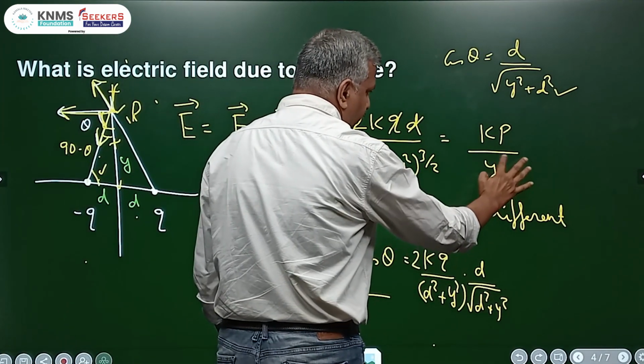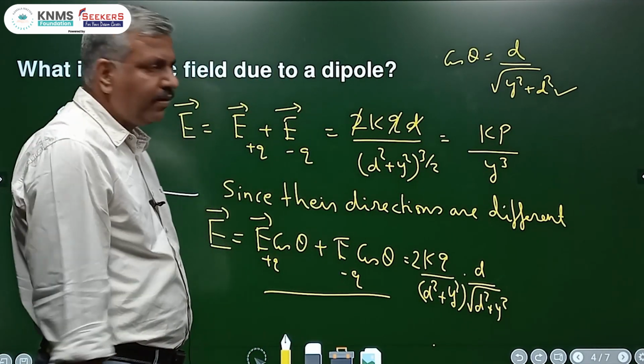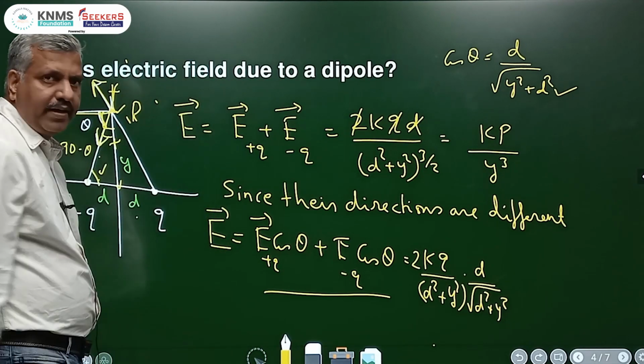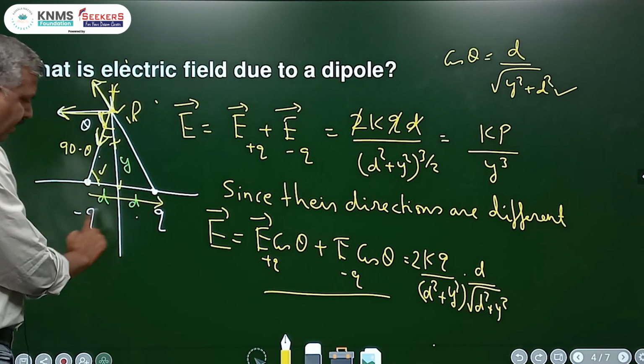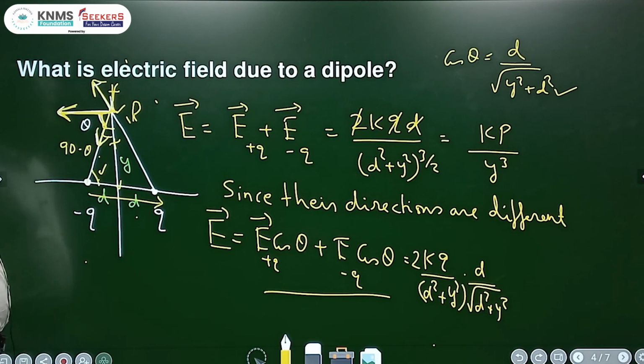So, it will become y cubed. So, that is the electric field. Now, electric field is a vector quantity. So, if electric field is a vector quantity, it should have a direction. Already we are telling that direction of the dipole is from the negative charge towards the positive, but here the electric field is in the opposite direction.